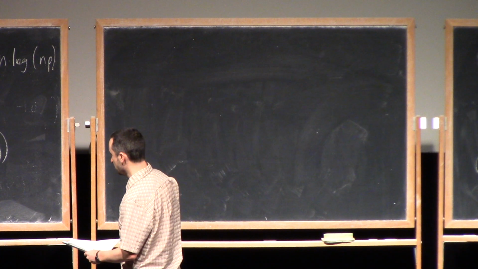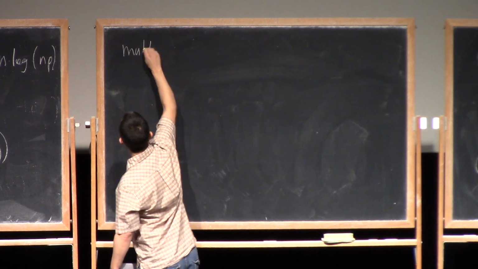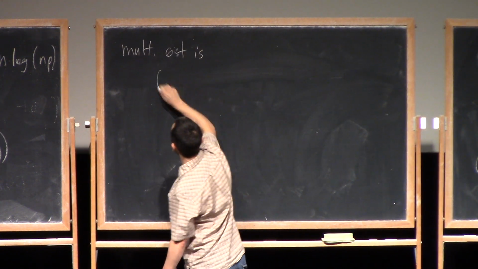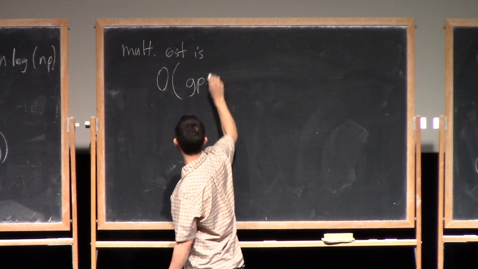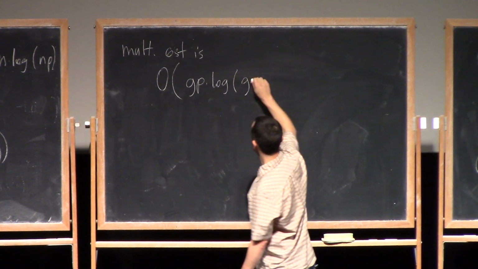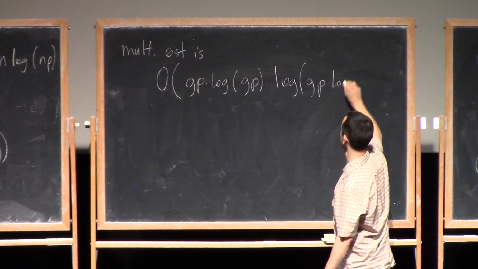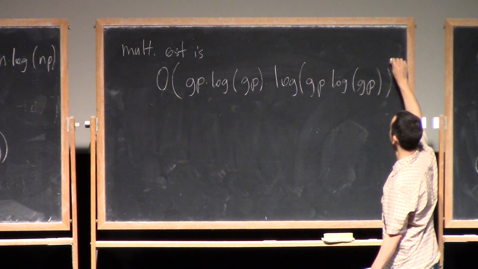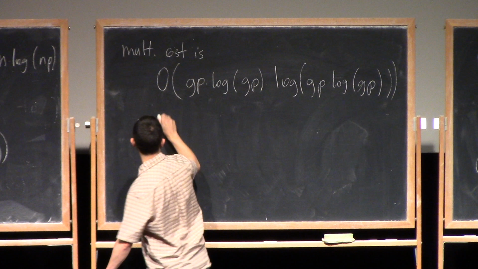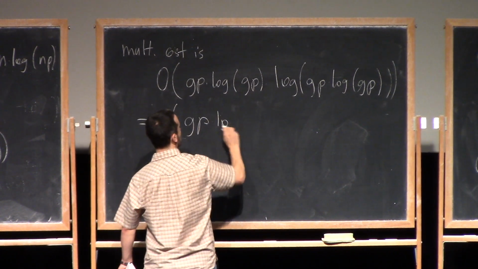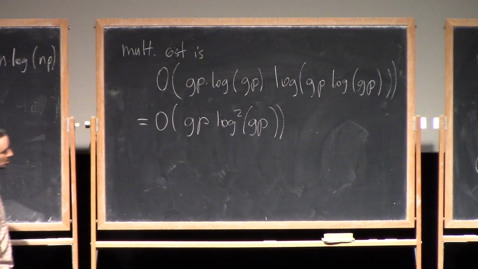Okay, and then I can work out the multiplication cost, which is going to be O of b prime times log b prime, so I get gp log gp, and then times log of all that, gp log gp, and I can simplify that because all of this is really no more than a power of gp, so this is O of gp log squared of gp. Okay, so this is the cost of step 1.